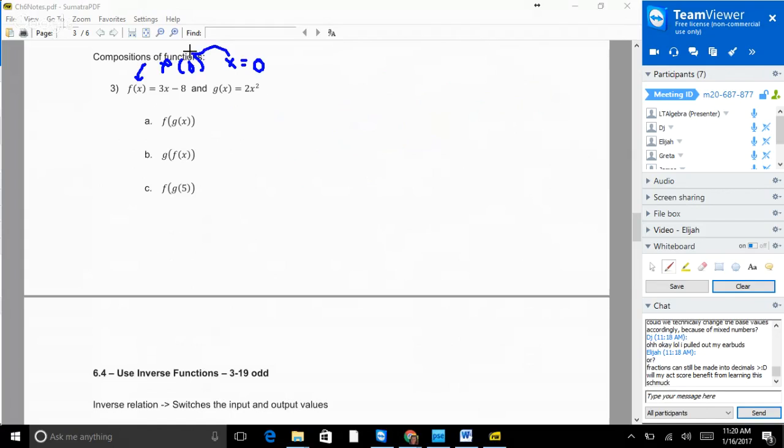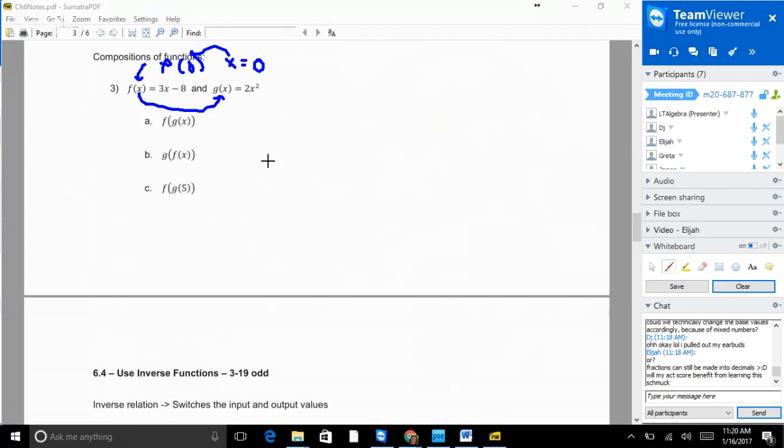F of 0 means what happens when x equals 0. Well, instead we want to know what's f of g of x. So basically we're saying what happens if x equals g of x. So we're plugging one into the other. Let me show you what this looks like.